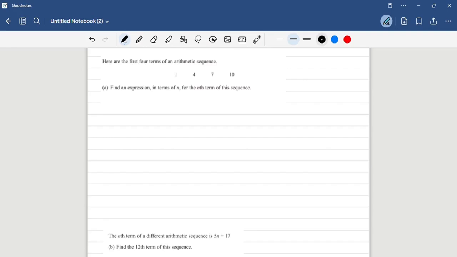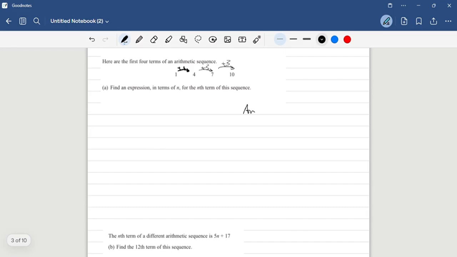What happened from the first term to the second term? It increased by 3, right? Here it's increased by 3. Here it's increased by 3. Here it's increased by 3. So in this situation, we can conclude that this is an arithmetic sequence.